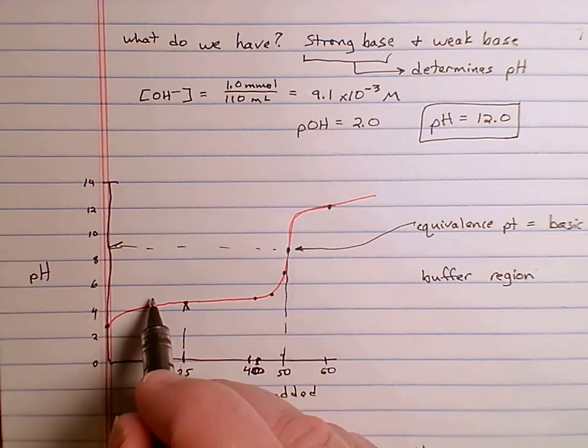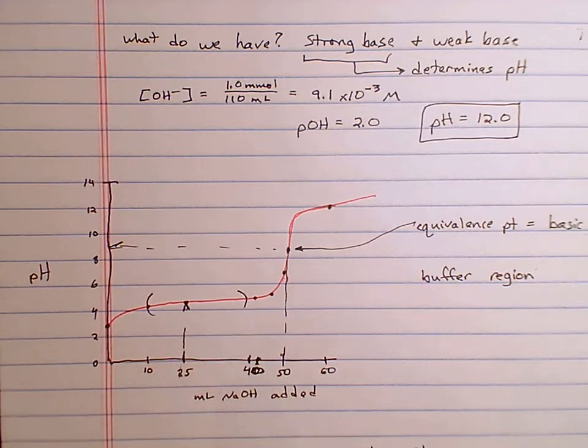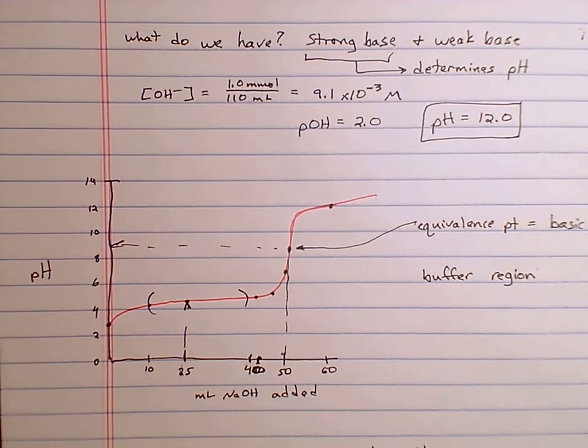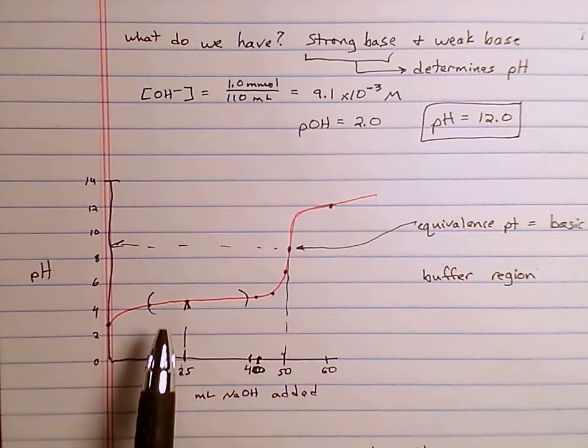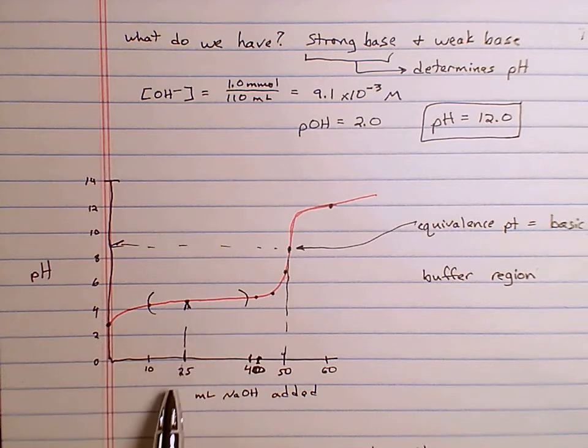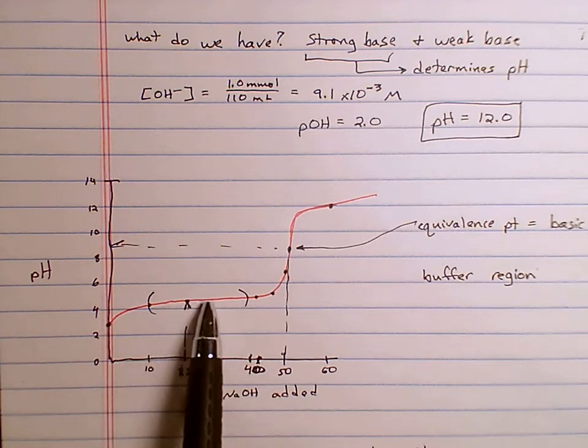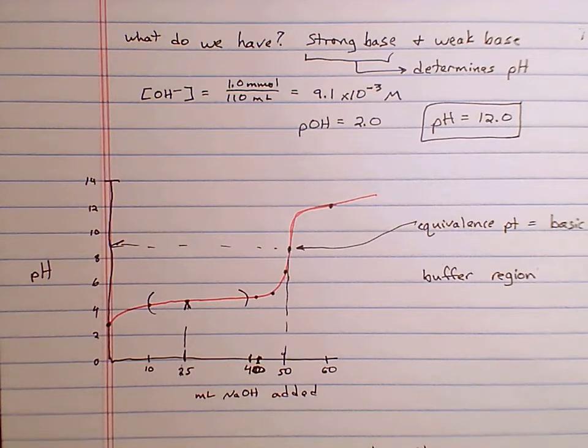But this whole area right in here, we call this the buffer region, because we can use Henderson-Hasselbalch. We have a buffer solution here, which means if you have a weak acid and you're titrating with a strong base, the pH is just not going to change that much throughout this area, these volumes of NaOH, due to the buffer. All right.